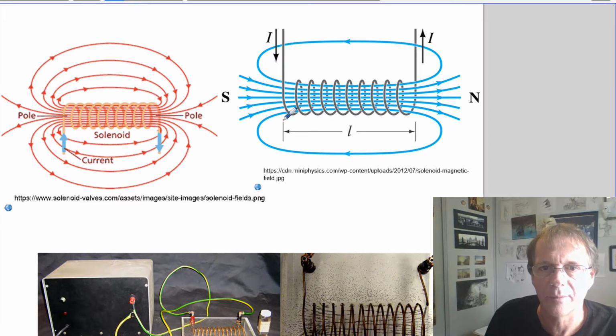So the current's coming in over the top here. You can use your right hand rule to check the direction there. Obviously the field is weaker out here, and it's quite strong and uniform in the middle, and strong and starting to become non-uniform as it leaves that pole there.